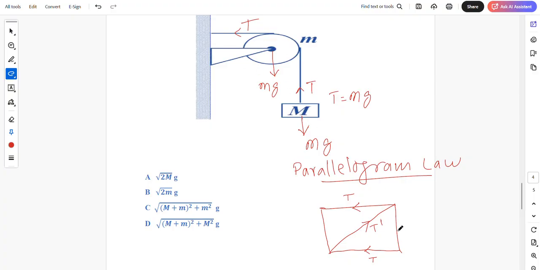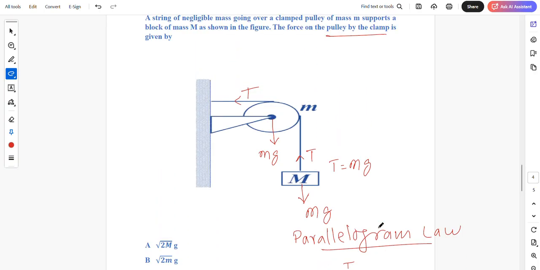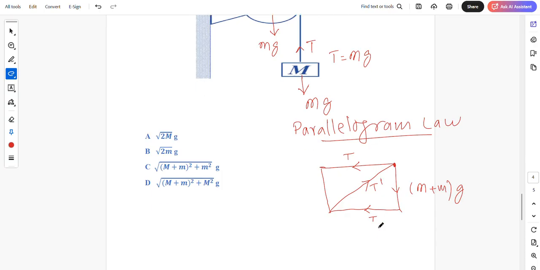Now, what is the weight on the pulley? Weight at the center of the pulley will be what? Mg plus mg. Therefore, capital M plus small m into g. This force is perpendicular to this tension T. Now, if I write the forces at the center of the pulley, capital M plus small m into g, and then this is the tension T, and this is T dash, the force on the pulley by the clamp that we are calculating.